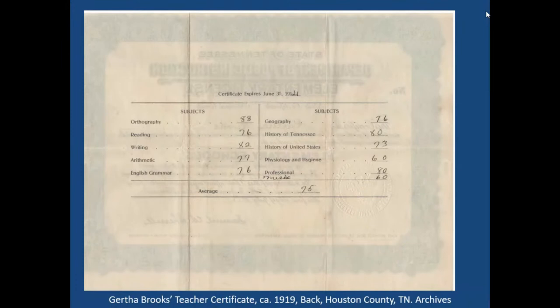And here's the back of that certificate. The back of that certificate gives us her grades in the subjects that she took. And so, she didn't do too bad. She probably could have done better there in physiology and hygiene. Her music score was a little low, but not too bad. But it wasn't great if your ancestor was Gertha Brooks and you had this information.